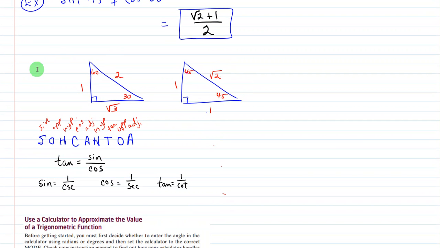There are 2 special triangles that I would say are worth actually memorizing, that you should have learned in geometry. And if you've had trig by itself, then you should have known those. One is the 30, 60, 90, and one is the 45, 45.